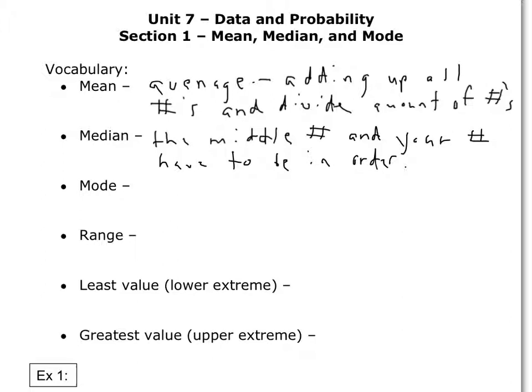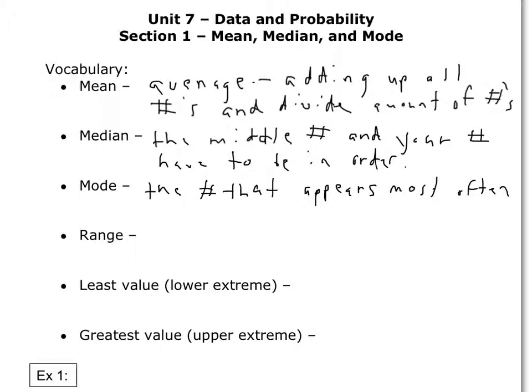Couple more. Mode is the number that appears most often. Be aware that your mode can be more than one number. So it could be one mode, two modes, or even three modes if they have the same amount of numbers.